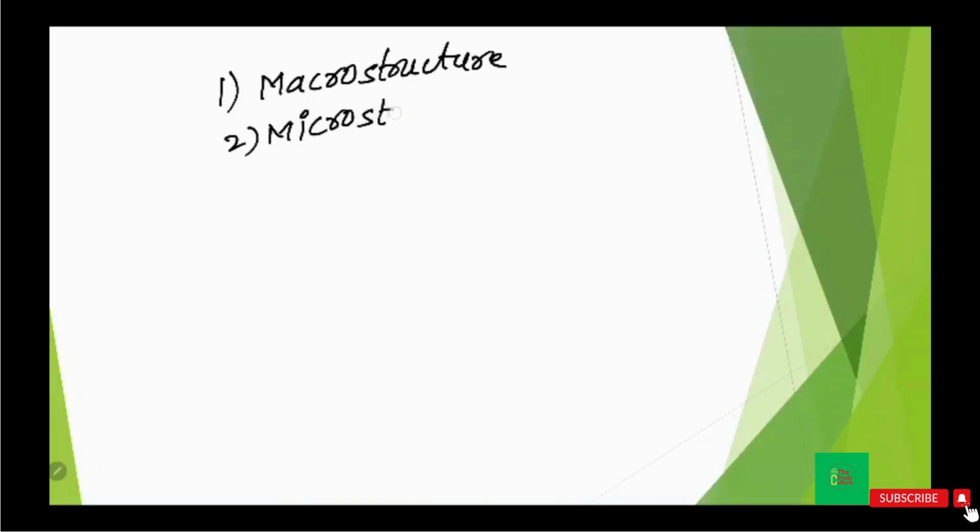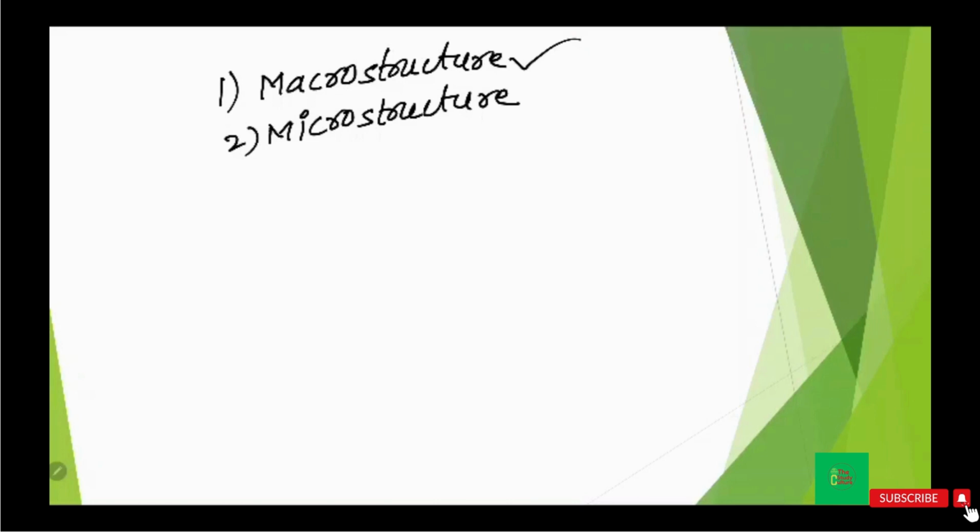Details of structure. There are two categories, namely macrostructure and microstructure. First see the macrostructure. Macrostructure means the structure of a wood visible to the naked eye or at small magnification is called a macrostructure.